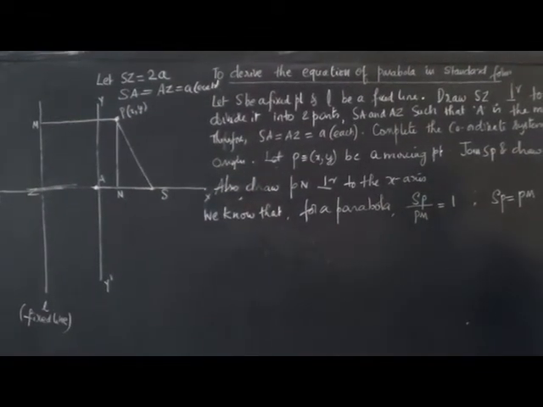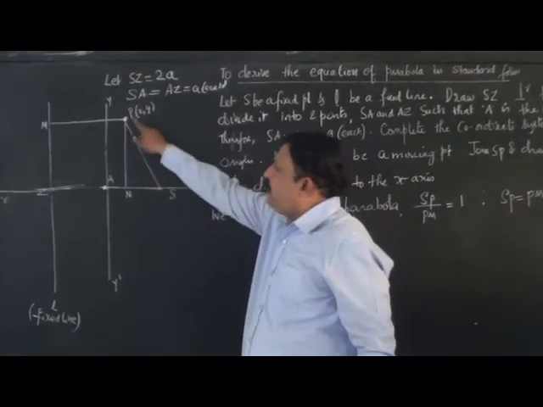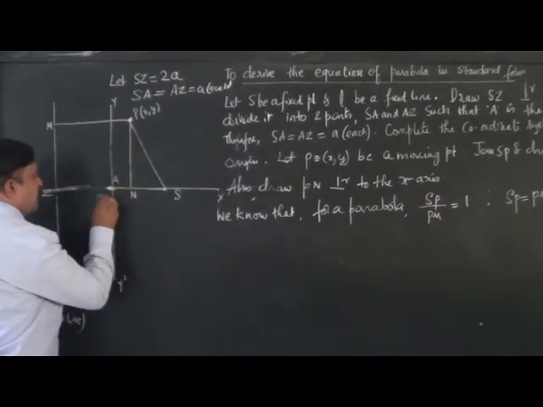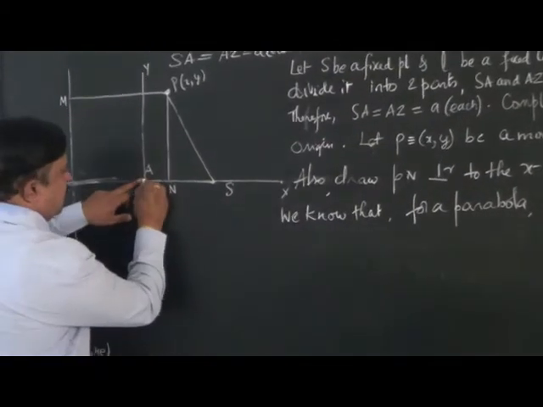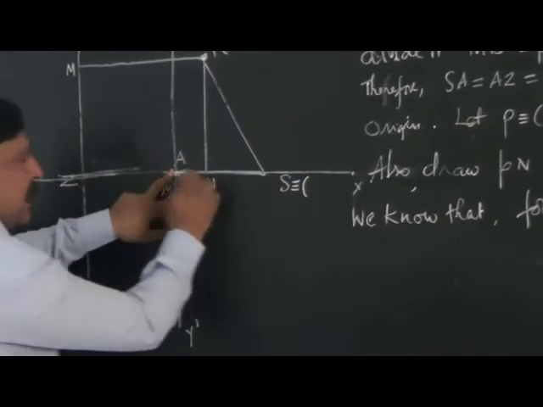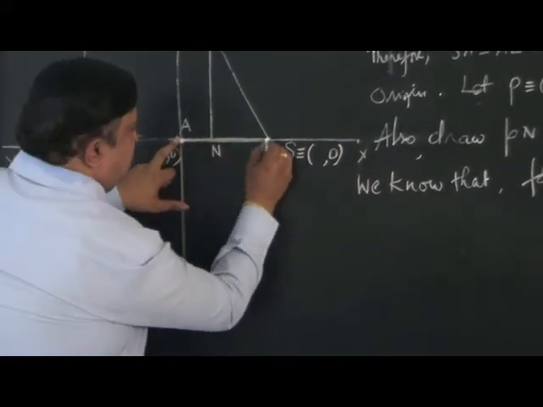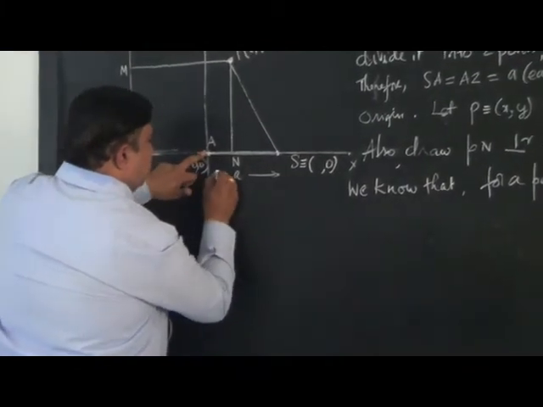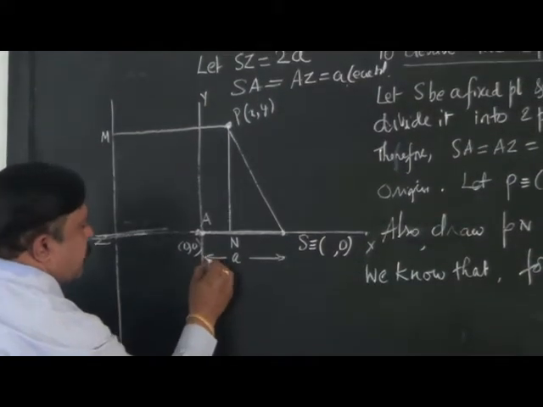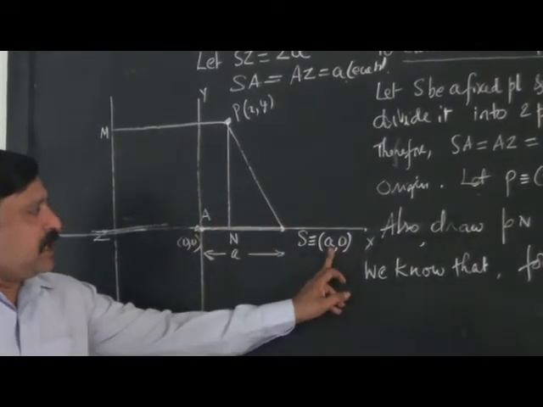Now, the length of SP is nothing but the distance between the points S and P. Now, what are the coordinates of S? A is the origin. The point S is on the x-axis. You know that if any point lies on the x-axis, then its y coordinate must be 0. And it is at a distance of A units from the origin, because the length of SA or AS is equal to A. That is, the x coordinate of S is A. So the coordinates of S become A, 0.